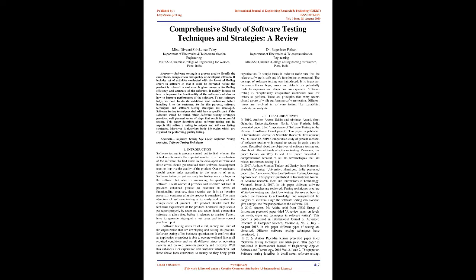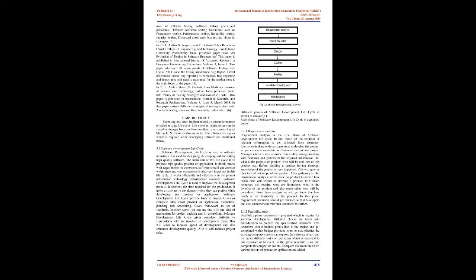2. In 2017, author Ms. Ankita Sethi from IPEM Group of Institutions presented a paper titled A Review Paper on Levels, Types, and Techniques in Software Testing.